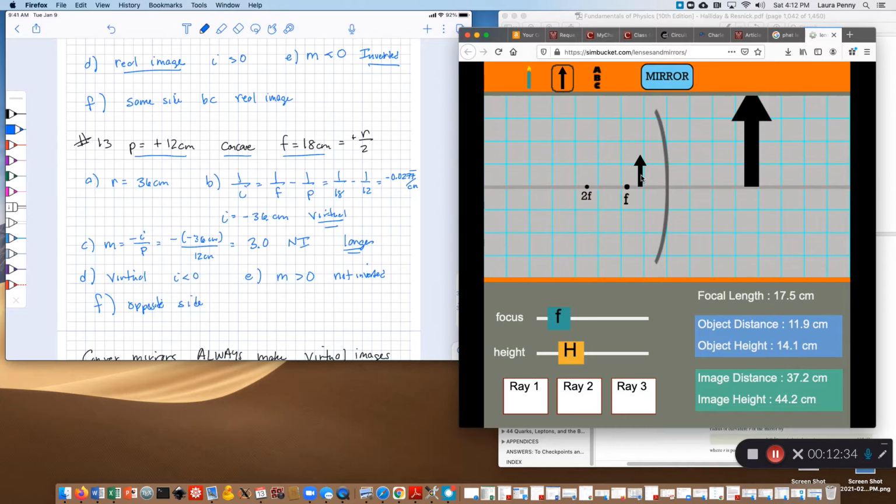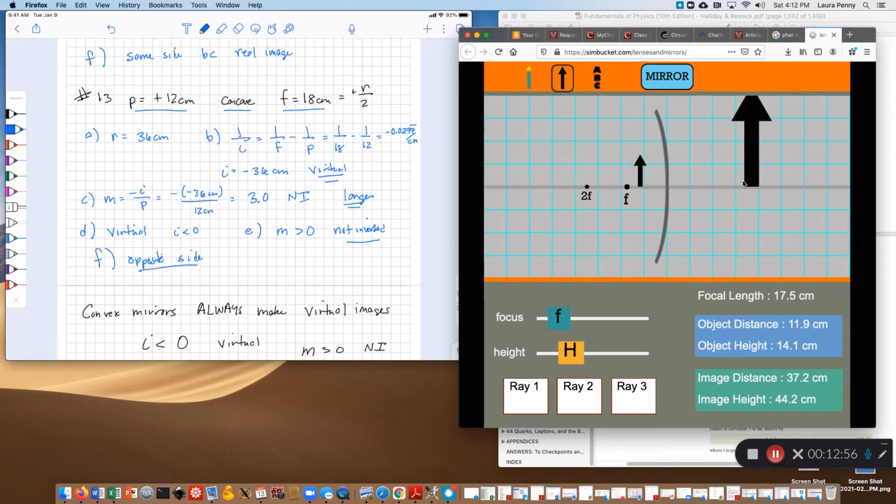And we do see that our image is huge. It's definitely virtual. It's on the opposite side of our mirror from our object. It's not inverted. It's definitely larger, and it's over there.